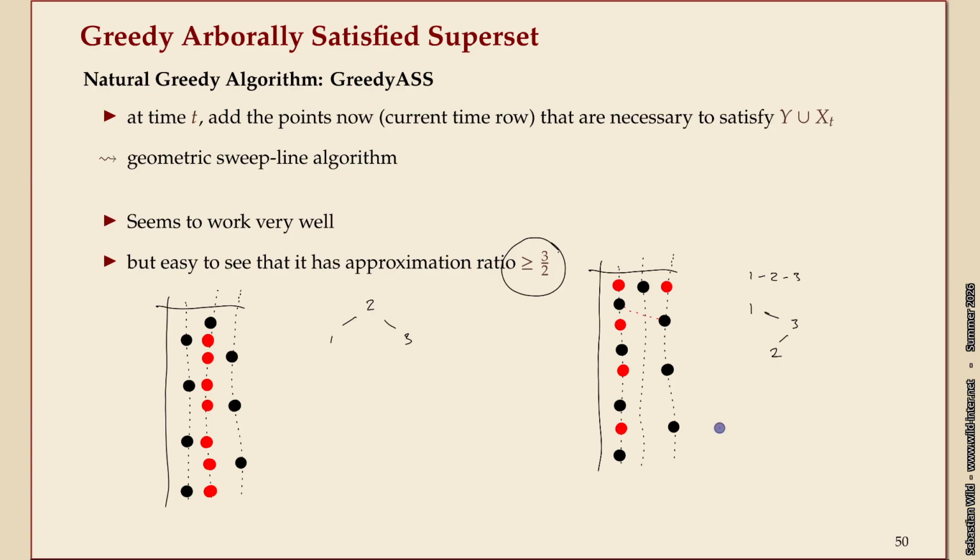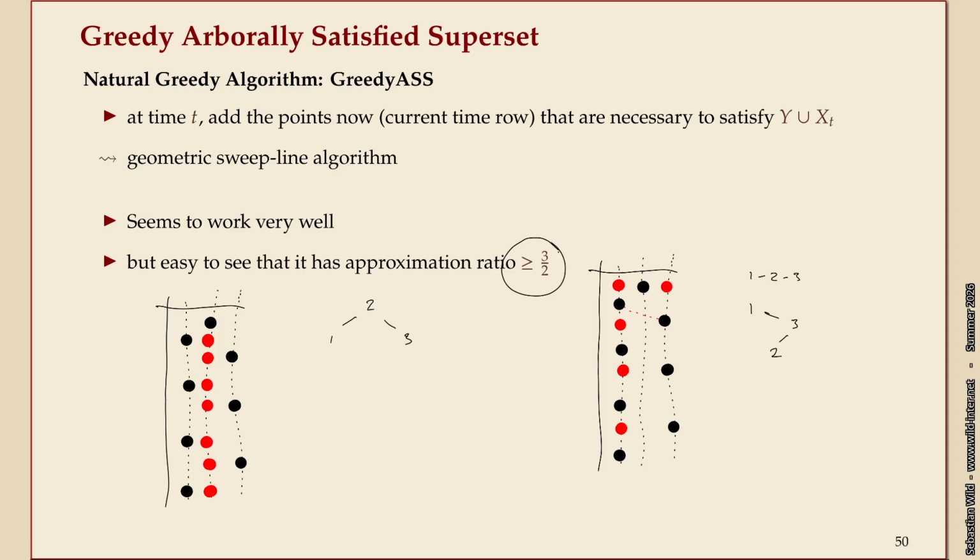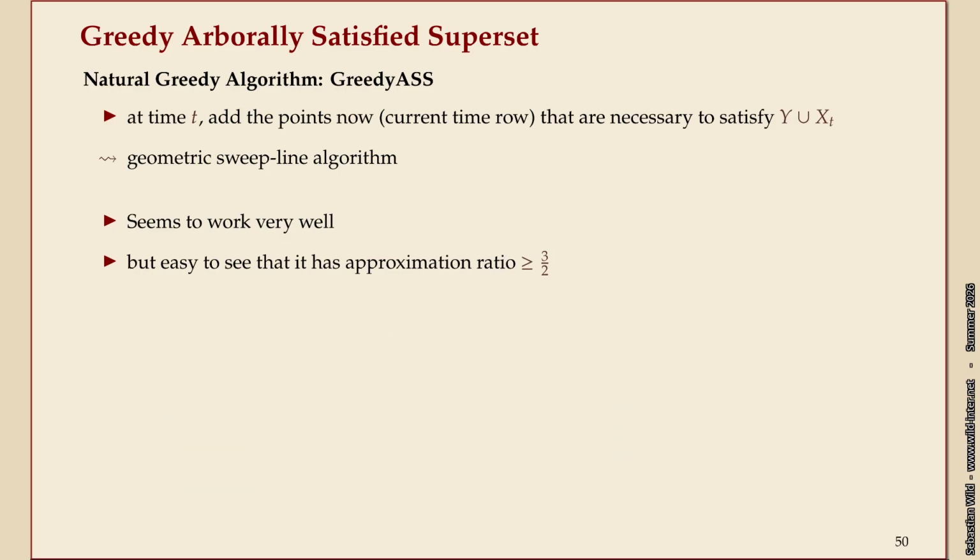And of course, you can try to pump up this example, but it's actually fairly hard to come up with bad cases for this algorithm. Most of the time, this greedy sweep line seems to work very well, to use a quantitative term. The reason why I'm fudging this is because, again, this is an open problem.